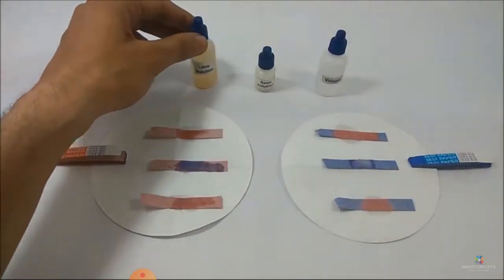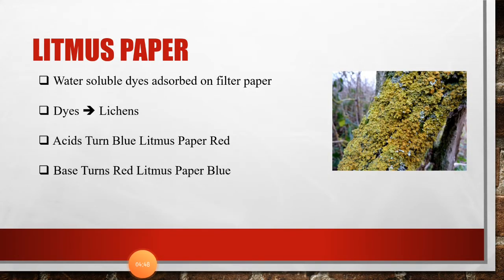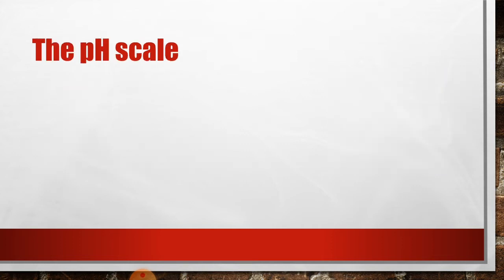Now with the help of litmus paper, you can only identify if a certain solution is acidic or basic in nature. But with the help of litmus paper, we cannot measure the exact value for the pH of that solution. So, in order to measure the pH of that solution, we adopt certain other procedures. Another method to describe the pH of a solution is with the help of the pH scale.